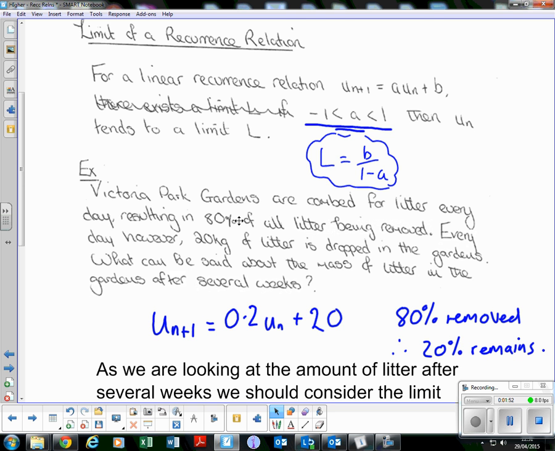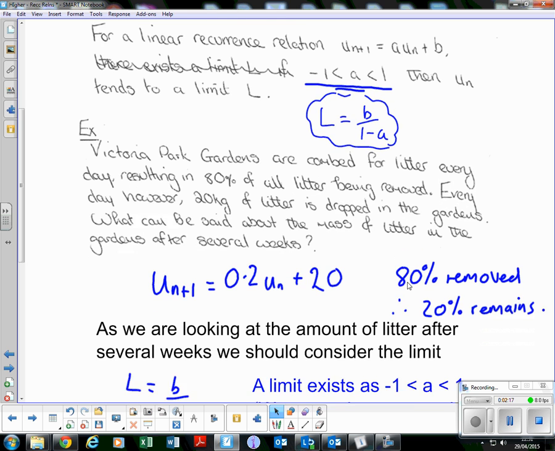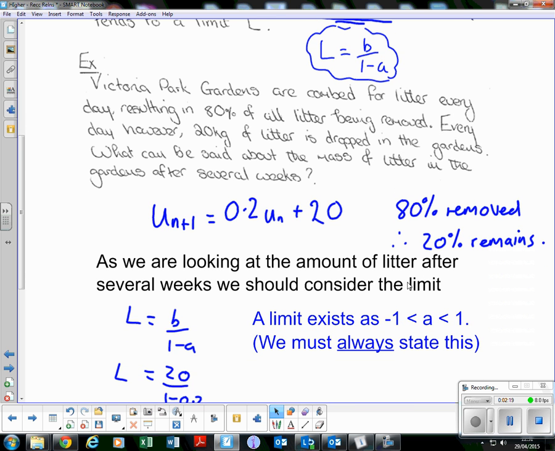So when we just keep on pressing the buttons on the calculator and finding out U5, U10, U20, U100, it will converge towards a certain limit. Rather than all this number crunching on the calculator, it's just a formula. The limit is given by b over 1 minus a. So we'll look at what b is, what a is, substitute the values in, and just find out what the limit is. So let's look at that being applied in an example.